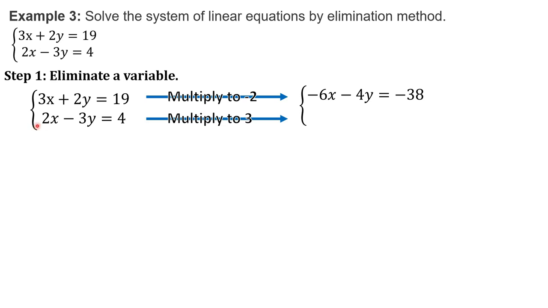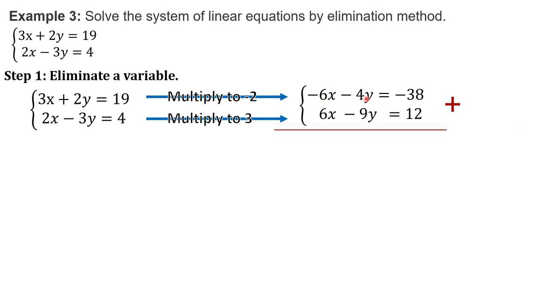And then, for the second equation, you have to multiply each term by 3. 2x times 3 will give us 6x. Negative 3y times 3 will give us negative 9y. And 4 times positive 3 will give us positive 12. So now, as you can see, the coefficients of the variable x are the same, and they have different sign. We may now proceed in adding them.